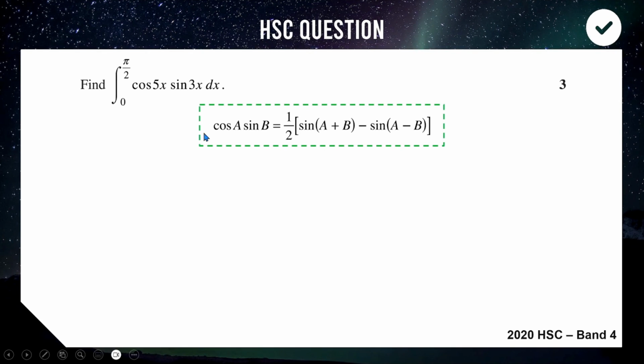Hey, here it is. Cos times sine is equal to a half of sine plus minus sine minus. We've already used this today. This is our second application, and if you did this in 2020, it's a very quick way to get a nice easy 3 marks.